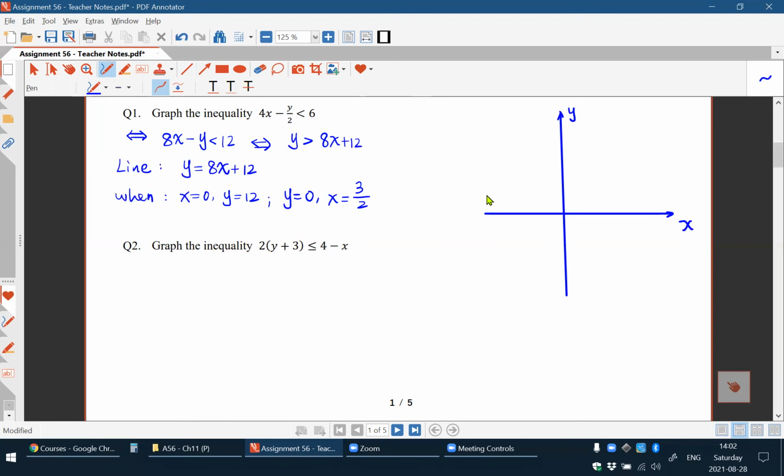Okay, x-intercept is 3 over 2, 0. So 3 over 2 is here. Y-intercept is 0, 12. Okay, suppose 12 is here. Again, this is not necessary to scale. As long as you ensure each element has correct relative positions, you'll be fine.